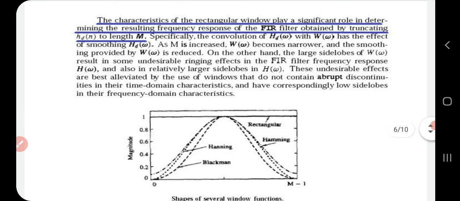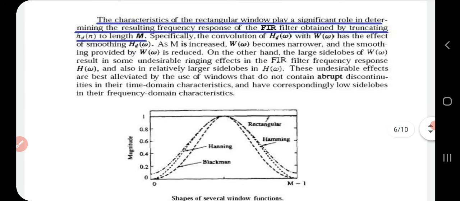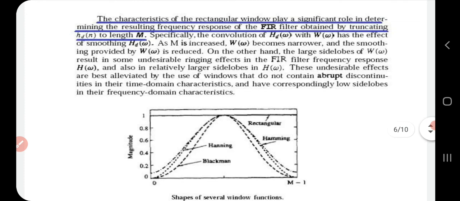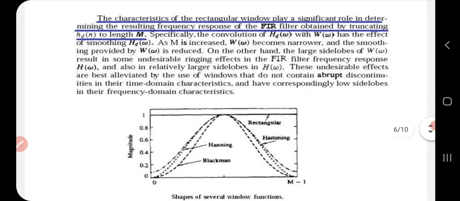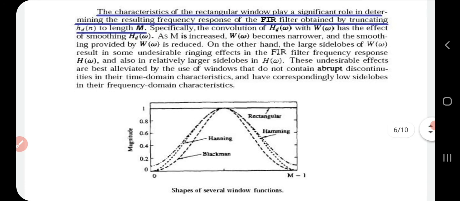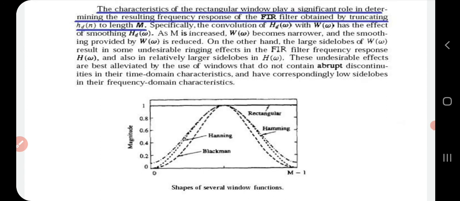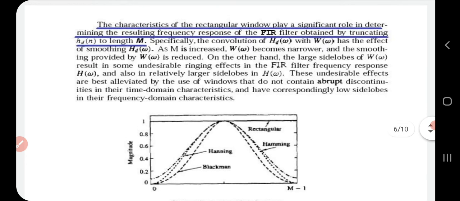It actually plays an important role in determining the resultant frequency response of the FIR filter obtained by truncating the unit sample response h_d(n) to the length of the FIR filter, M. This figure shows the various types of window functions possible: rectangular, Hamming, Blackman, Hanning, etc. But the rectangular window is most widely used.